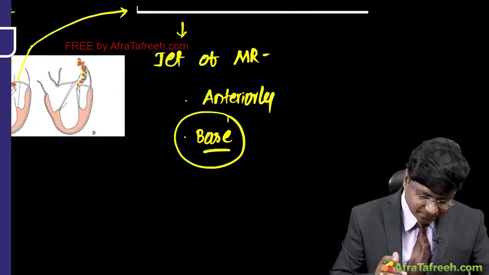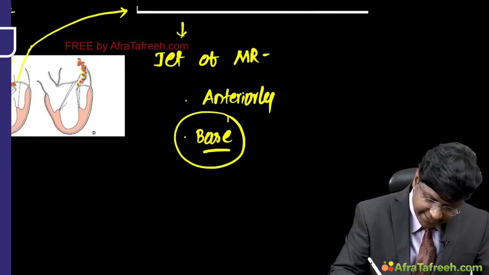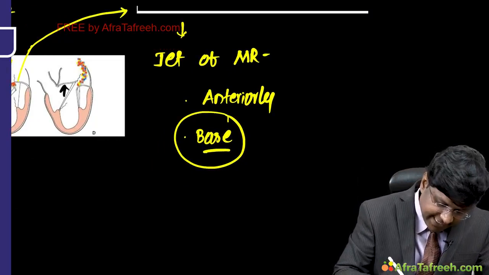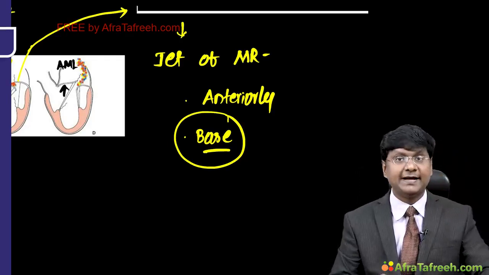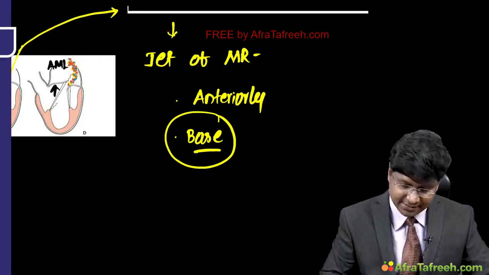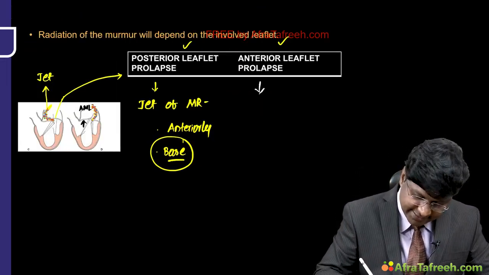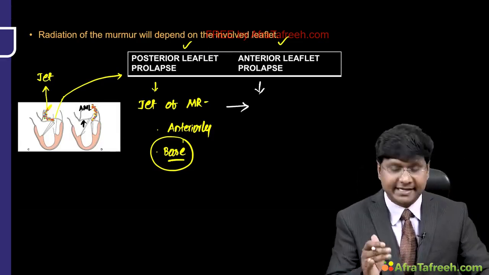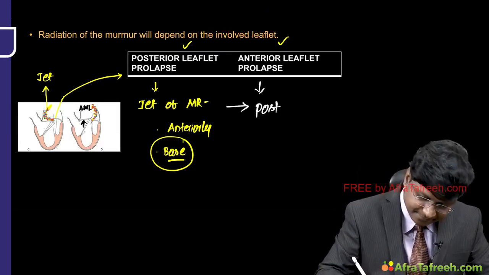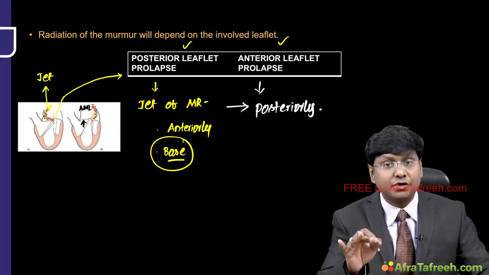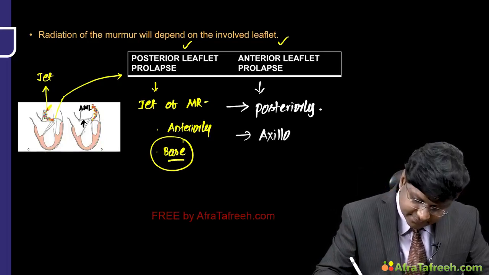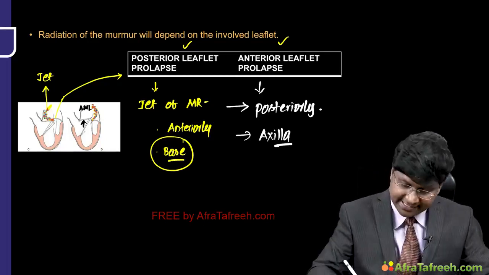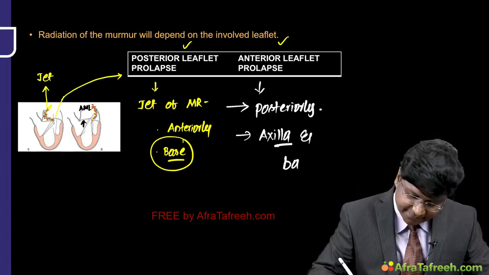Whereas, in the scenario where the anterior mitral leaflet is being prolapsed, where will be the direction of the jet? Here the jet of the MR is directed posteriorly, and the murmur will radiate to the axilla and as well as the back.